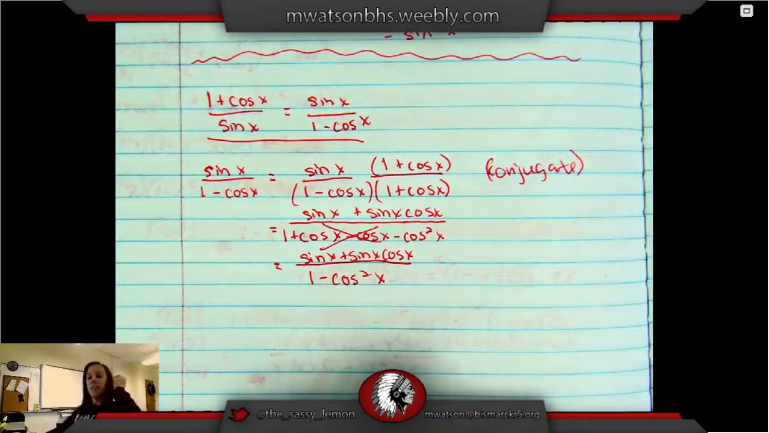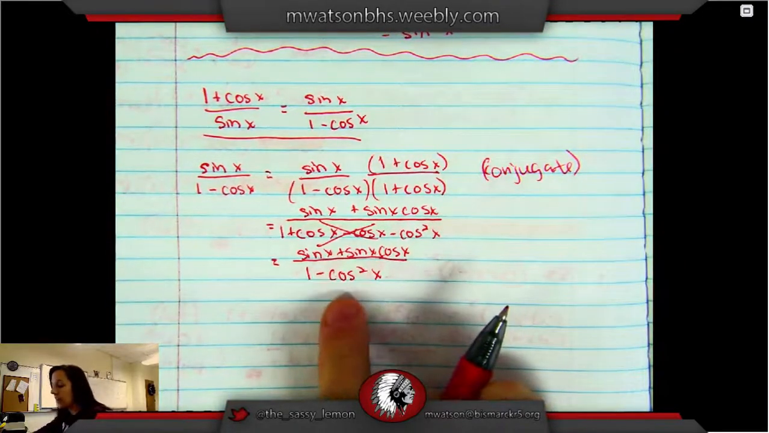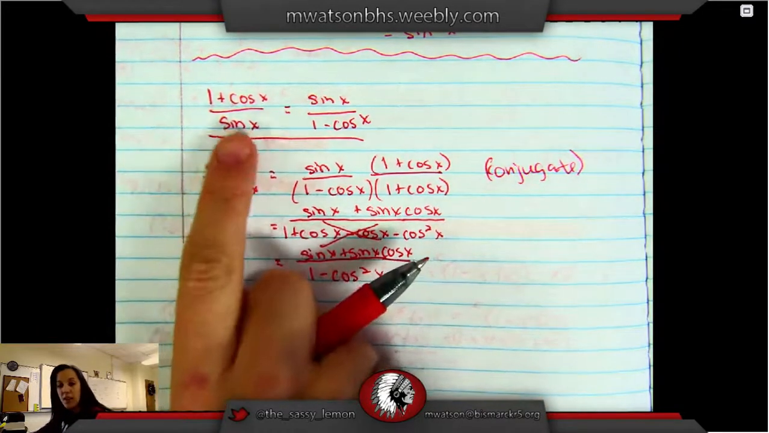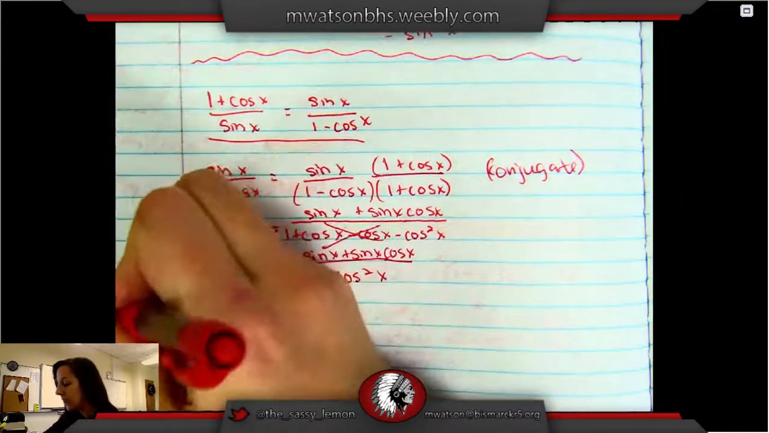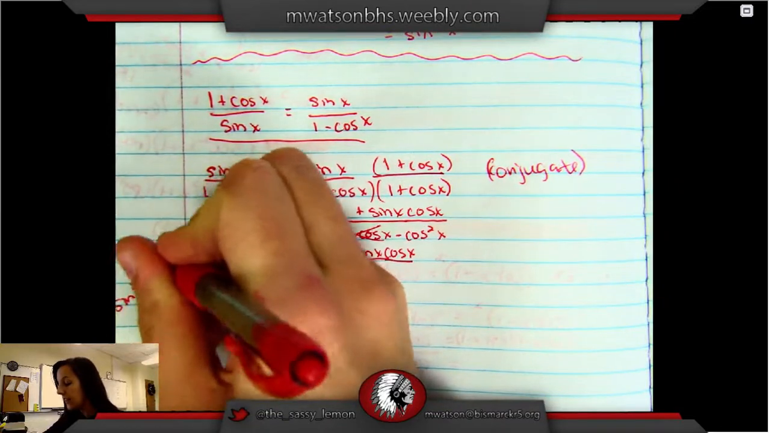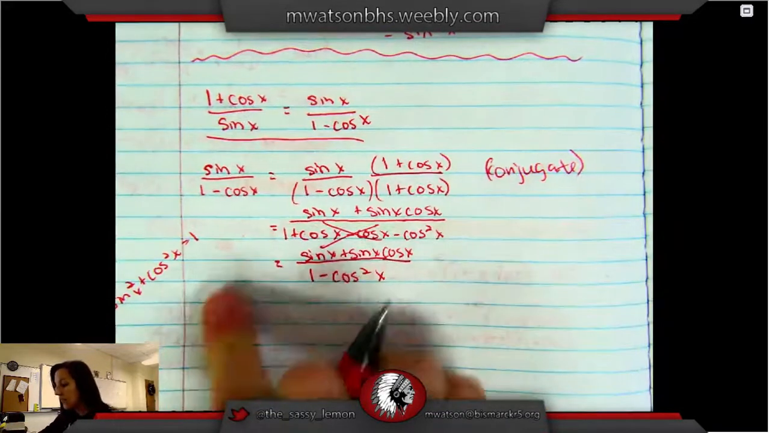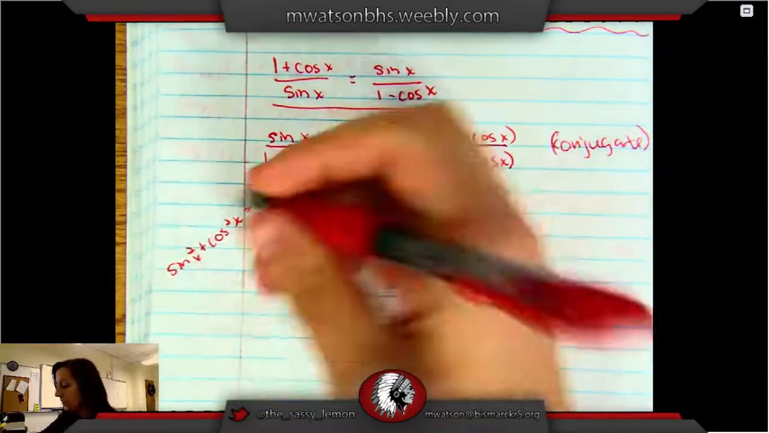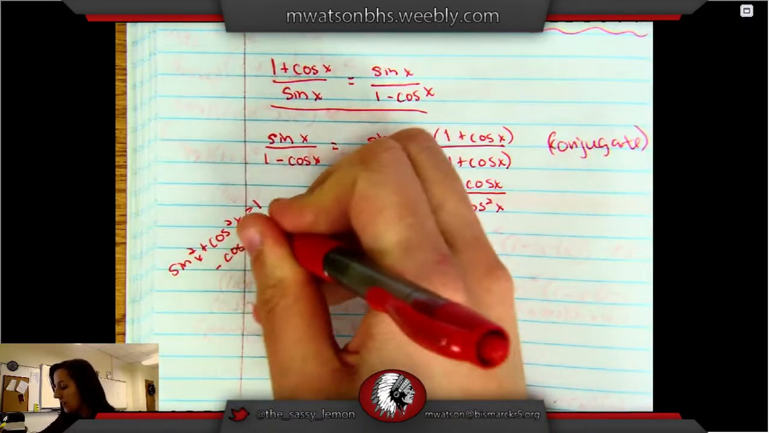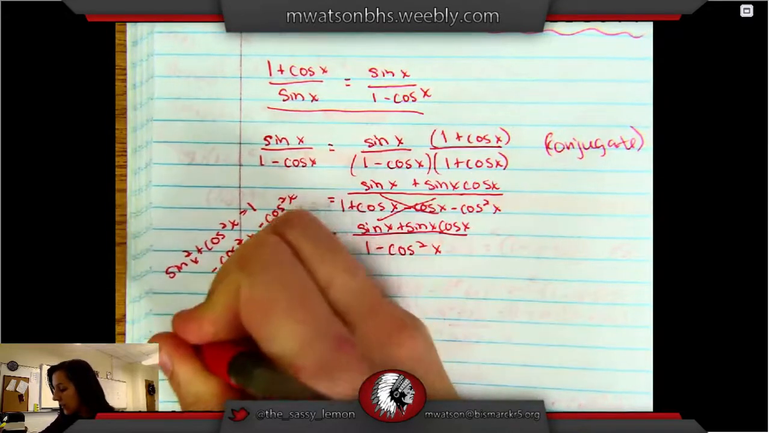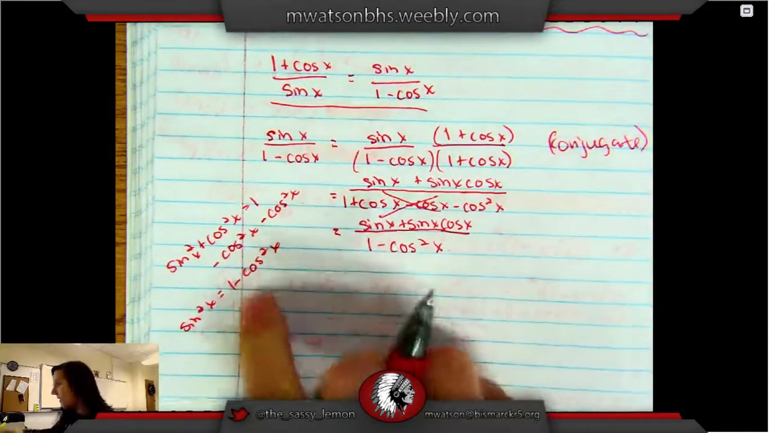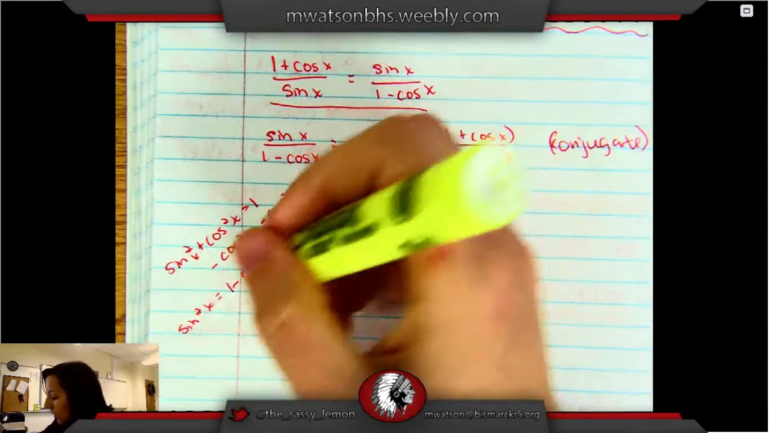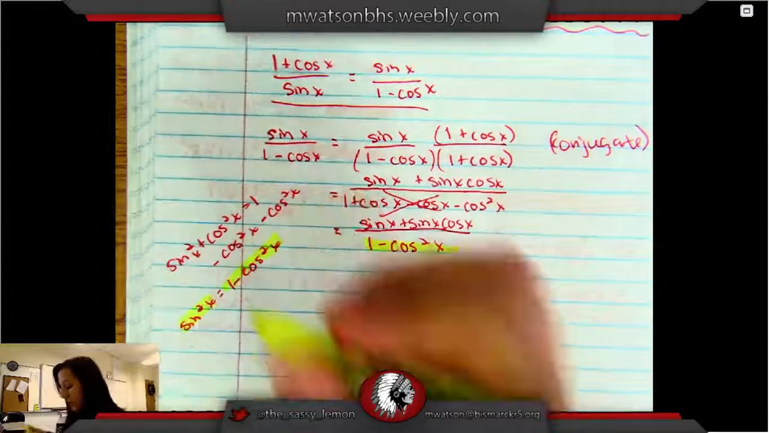Now I can see that this denominator looks like a Pythagorean identity. And remember what we're going for. We want this bottom to simplify to a sine. If we manipulate our Pythagorean identity, I'm going to write that off to the side here. We would need to subtract cosine squared on both sides. So we'd end up with sine squared x equals 1 minus cosine squared x. So this 1 minus cosine squared x is equal to sine squared x.